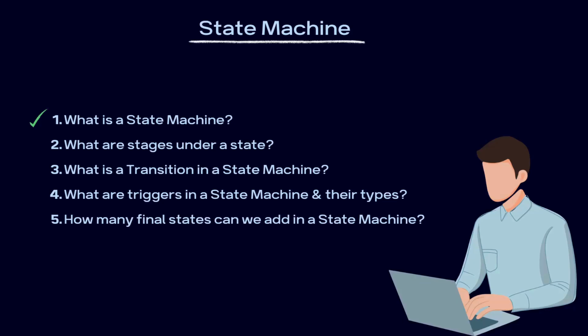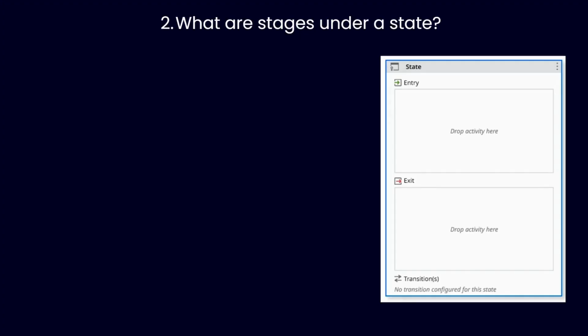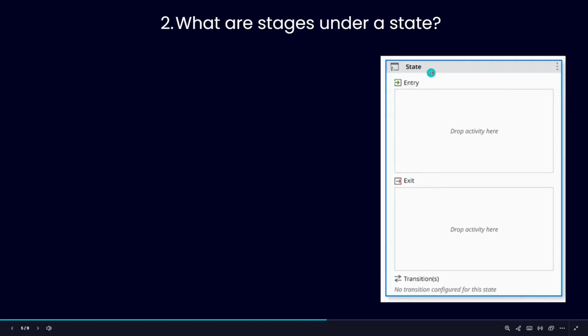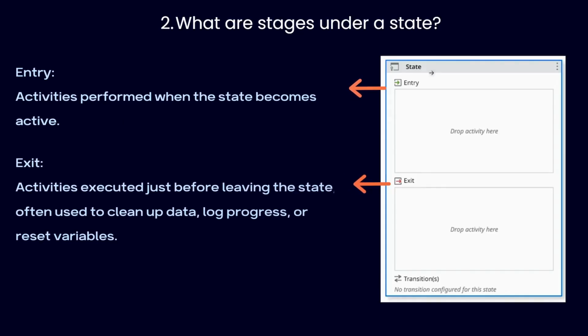So our next question is, what are the stages under the state? There are total three stages, that is entry, exit, and transition in the state. Entry is where we can add the activities which are performed when the state becomes active, activities like read queue, process transactions. And the exit stage is the activities which are executed just before leaving the state.